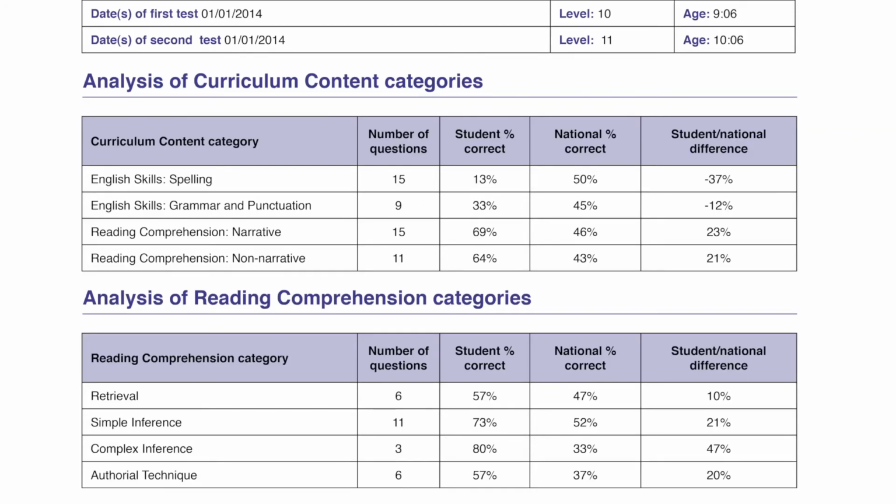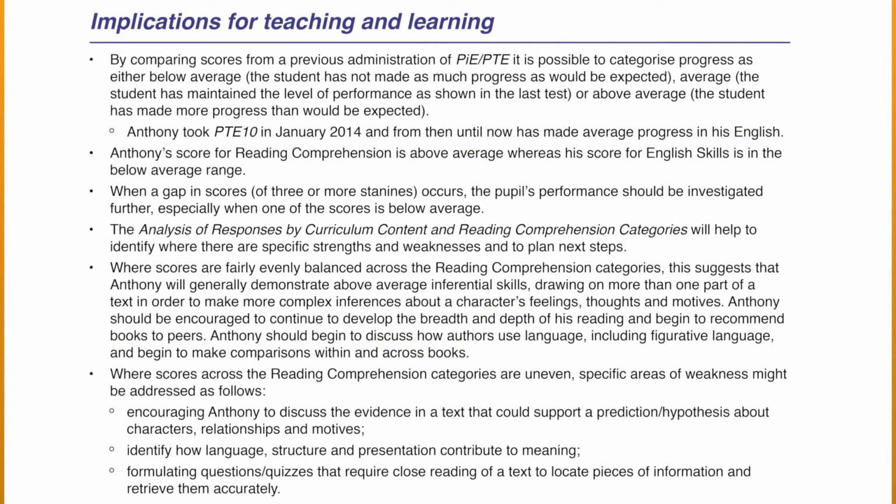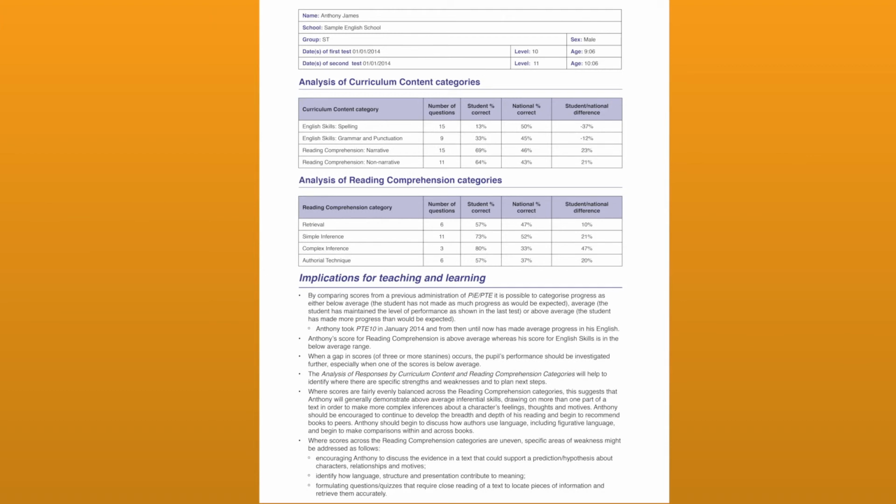Also in this report is the analysis of curriculum content categories and of reading comprehension categories. This is followed by a series of bullet points, which are the implications for teaching and learning. This is looking at his scores along with his profile and makes some light touch suggestions for the support from which Anthony might benefit. It's your decision whether and how to share the individual report for parents, but it can be a useful focus for consultation.